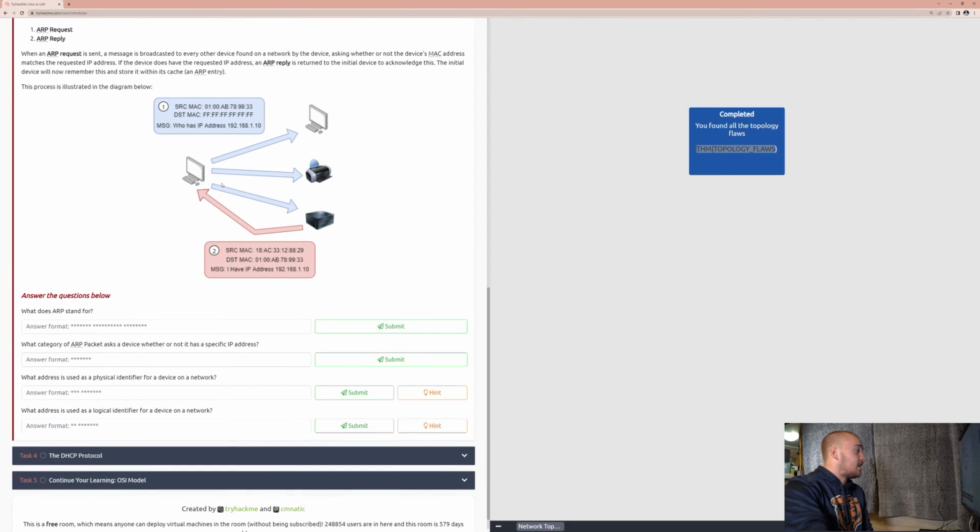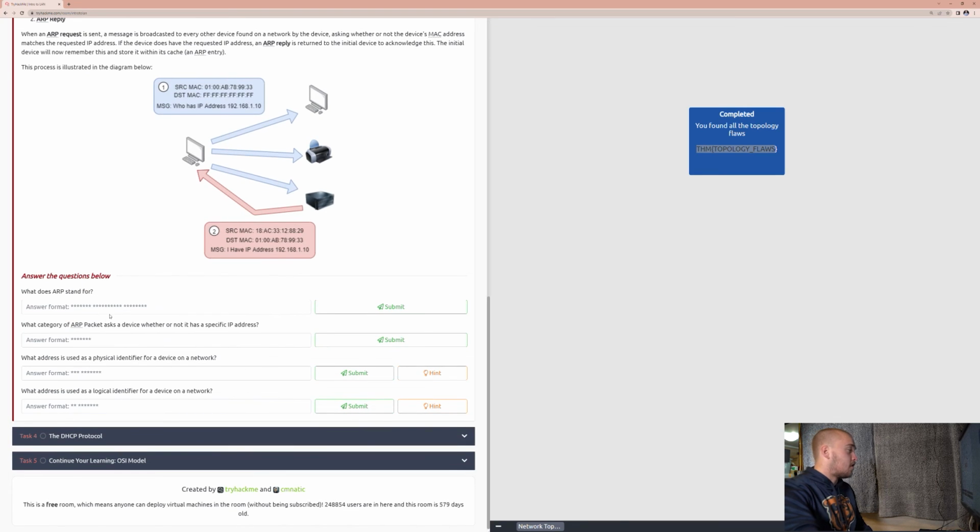So right here we've got a device sending out an ARP request, and they're sending it out to every single one of these devices asking who has the address of 192.168.1.10. And as it sends it out to all these different ones, this device right here sends an ARP reply back saying that they have the IP address of 192.168.1.10. So what does ARP stand for? I mentioned it earlier, address resolution protocol.